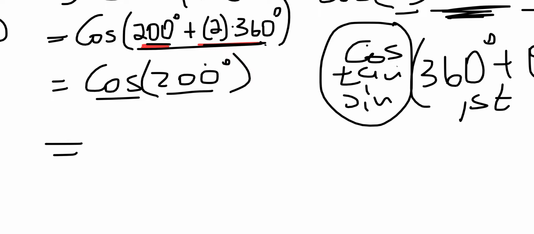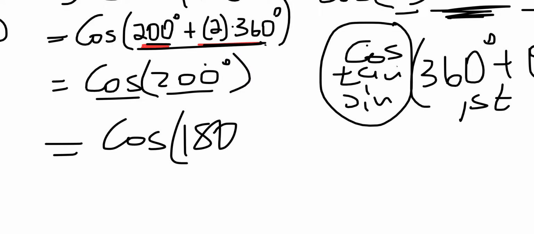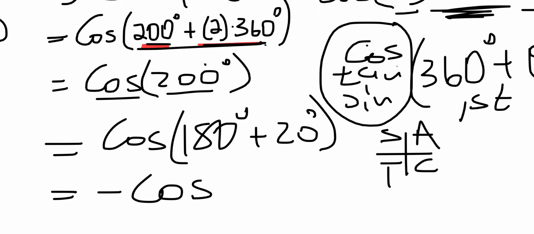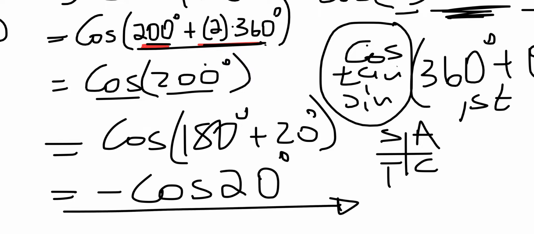this is not an acute angle, so you need to further process it, whereby you can still say this thing is actually the same as 180 degrees plus 20 degrees. Then in which quadrant does that fall? Let's see, 180 plus, third quadrant, and cos is negative, so that means this thing is the same as negative cos of 20 degrees. Yes.